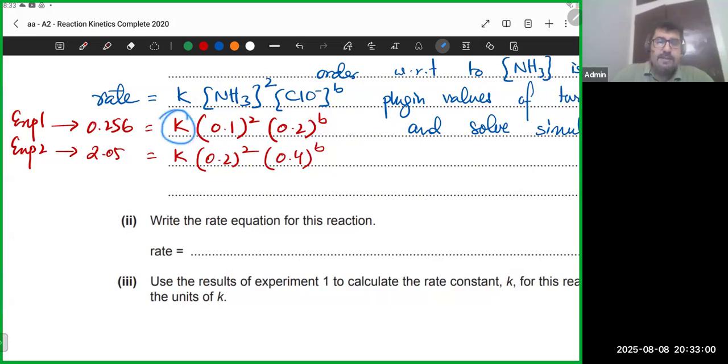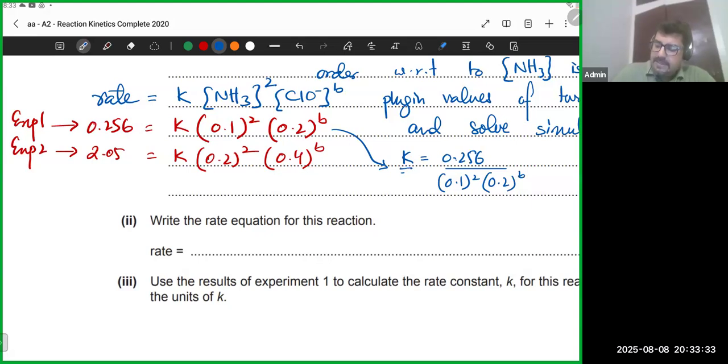Now, k is a constant, so that means k would be exactly the same in both experiments. So if I make k the subject of the equation, it's going to look like this. It's going to be 0.256. You can remember I'm making k over here the subject of the equation. So it's going to be 0.256 divided by 0.1 squared and 0.2 power b.